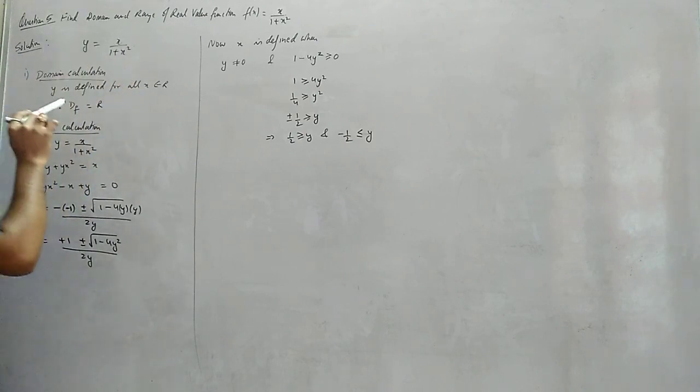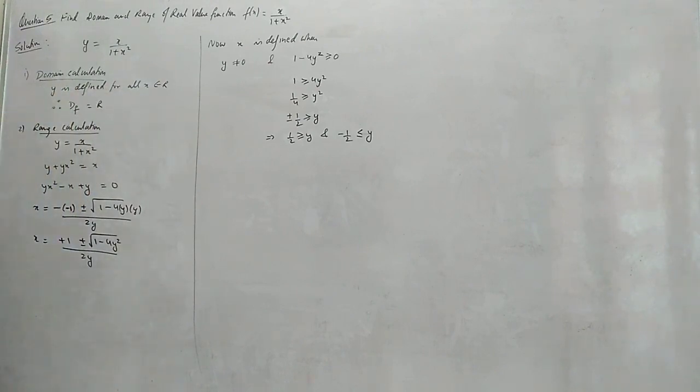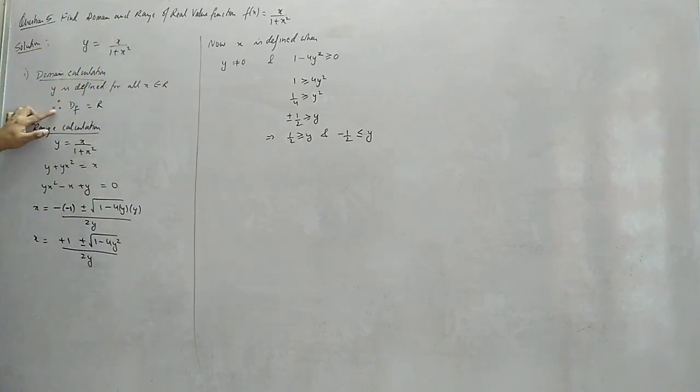So in such cases, what do we do? y is defined for all x belongs to real numbers. Put any value of x, the denominator will always be finite. That means this whole thing will always be finite. Therefore, the domain of the function f equals the whole real number R.